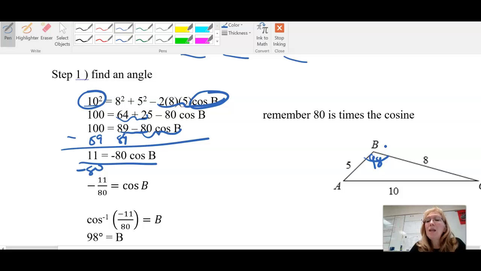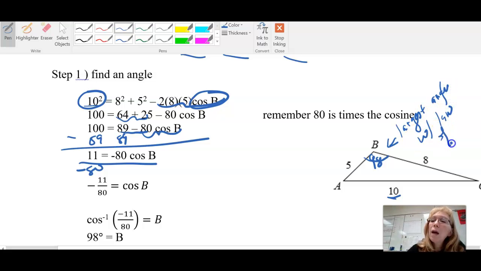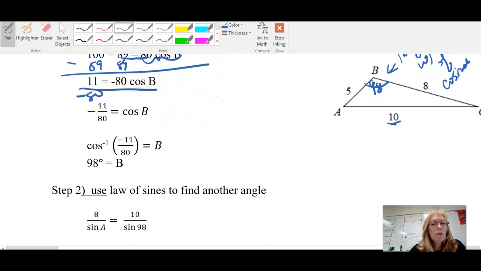We always find the larger first. If you noticed, we did this because it was opposite the largest side. So you always find the largest angle with law of cosines. And then we use law of sines to find the rest. And it doesn't matter which one you find first. I just chose A.